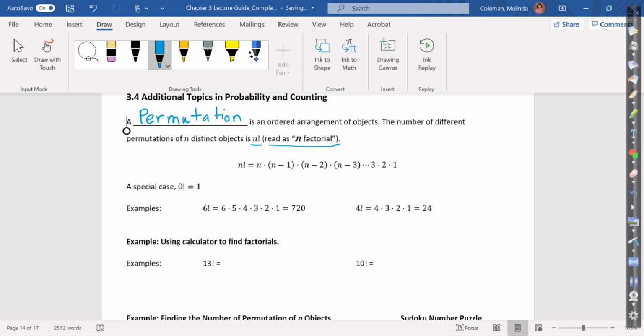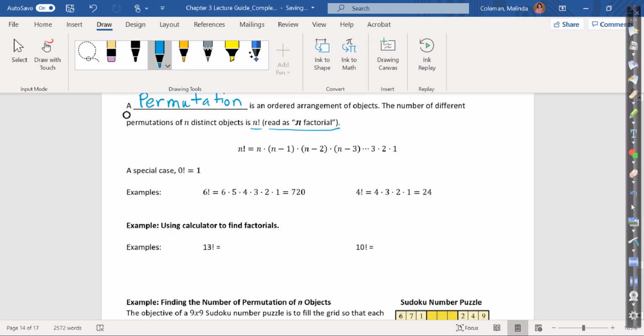So basically, n factorial says start with the largest number and then decrease by 1 every time until you get down to the number 1. 0 factorial is equal to 1, just as a special note. And so if you look at the example, 6 factorial equals, starting with 6, 5, 4, 3, 2, 1, multiplied together, and we end up with 720. 4 factorial would be 4 times 3 times 2 times 1 as well.